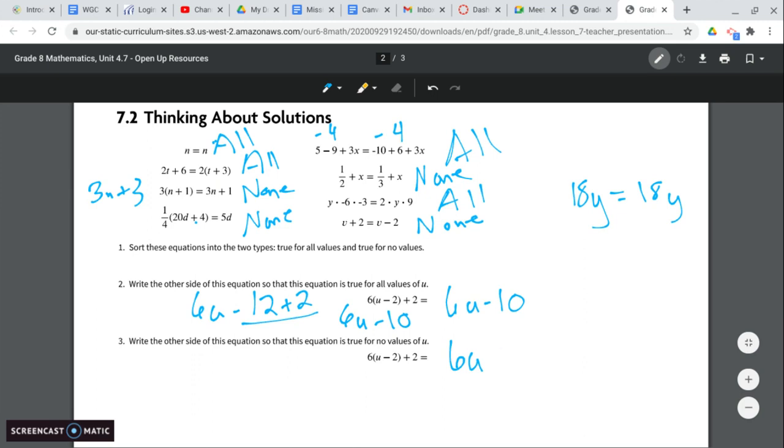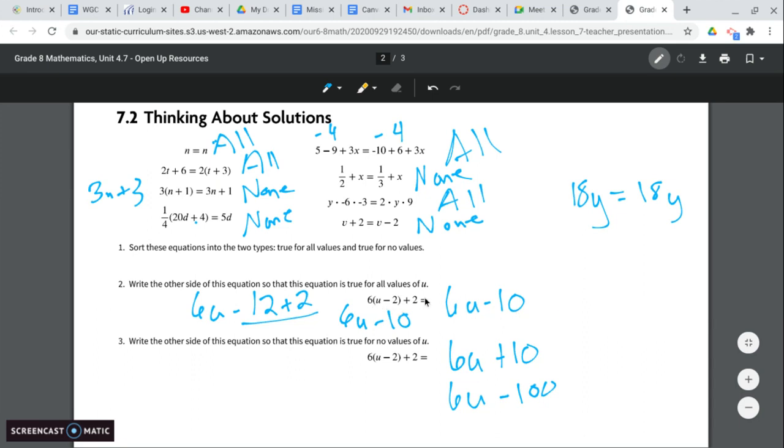So we could say 6u plus 10. We could say 6u minus 100. Either of those, any of those would work. So there's a lot of possibilities for what will make it true for no values. Very few will make it true for all values; there's essentially one way to have it true for all values. It has to be something equivalent to this.